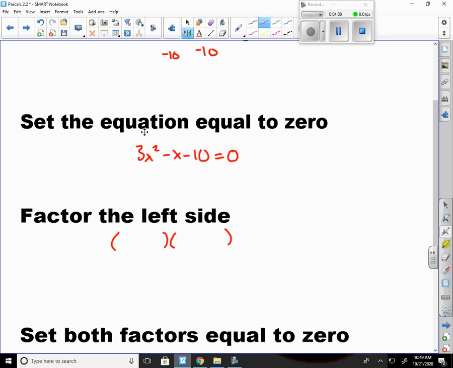Okay. The next thing I'm going to look for is to see if these are perfect squares. Is 3x squared a perfect square? The x squared is a perfect square, but nothing squared gives me 3. Nothing squared gives me 10. So now I need to figure out what would multiply to give me 3x squared. Well, that's simple. It has to be a 3x and an x. Now I need to figure out what multiplies to give me negative 10 and adds to negative x. So I can look at some of my factors of 10. That would include 10 and 1 and 2 and 5.